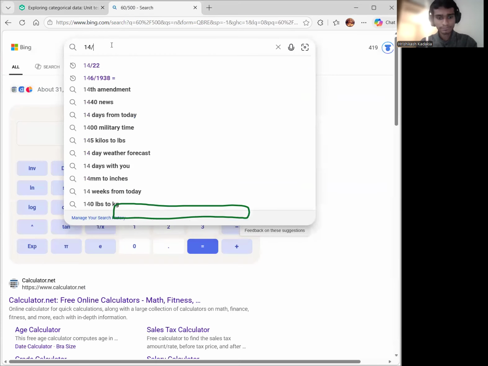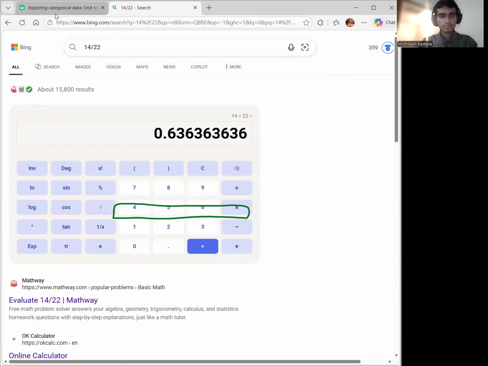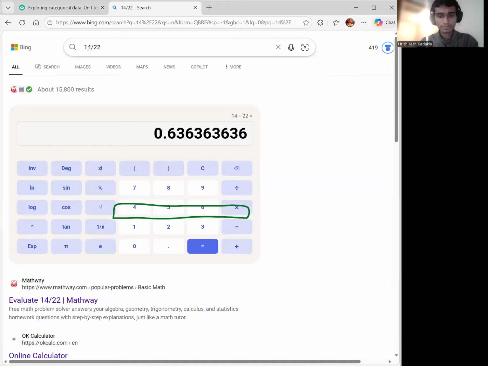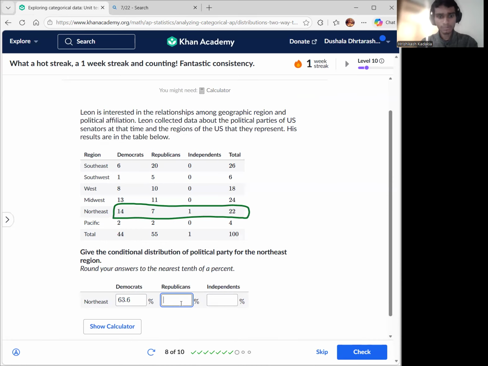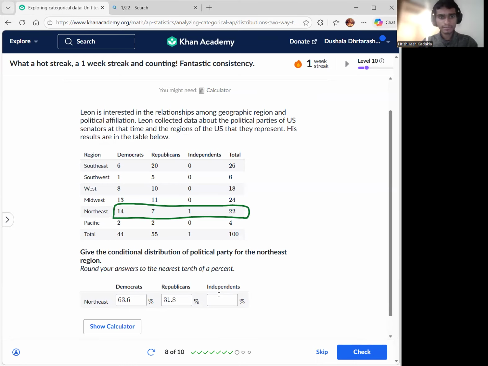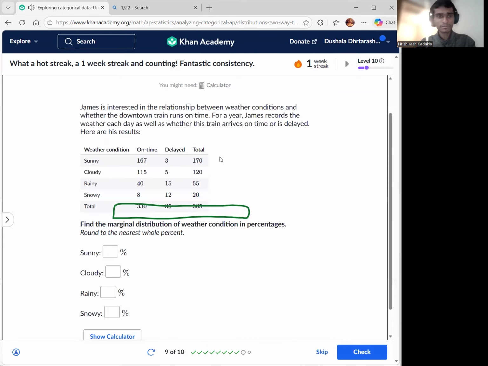So 14 out of 22 is 63.6, as a percentage, 63.6. Now we want to do 7 by 22. That is 31.8, right? Yeah, 31.8. Actually, we don't need to concentrate on adding the percentages. These are just approximate percentages, so we can just directly stack them. We got it correct.